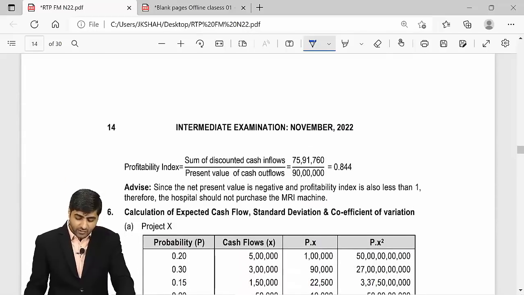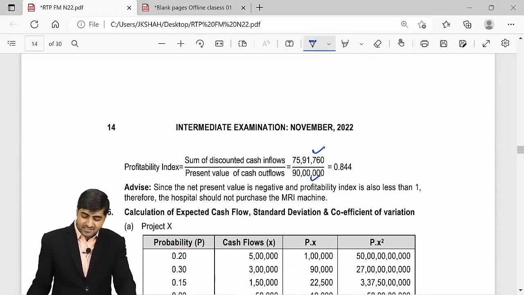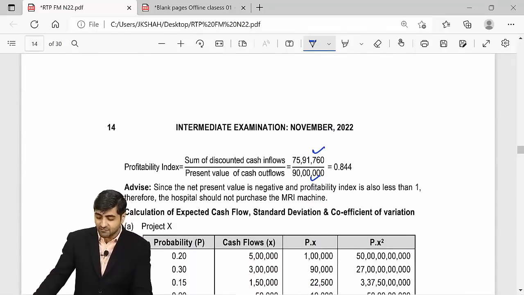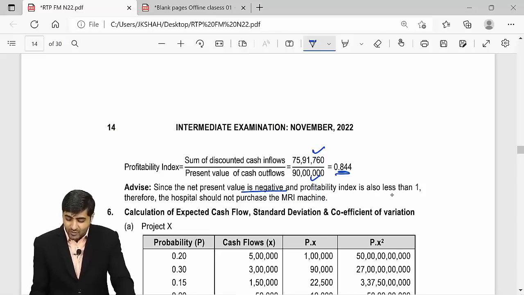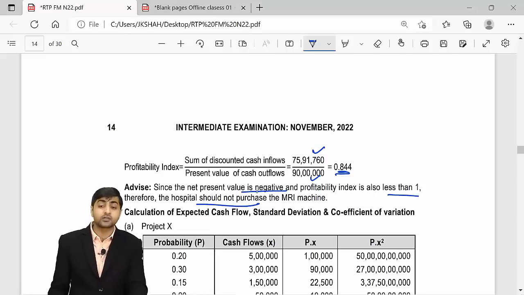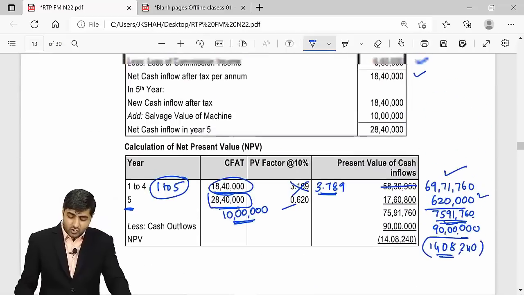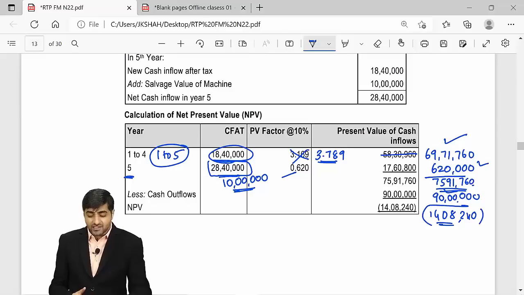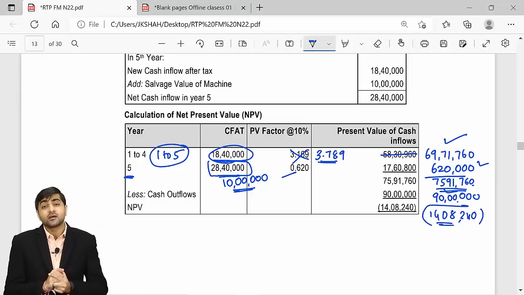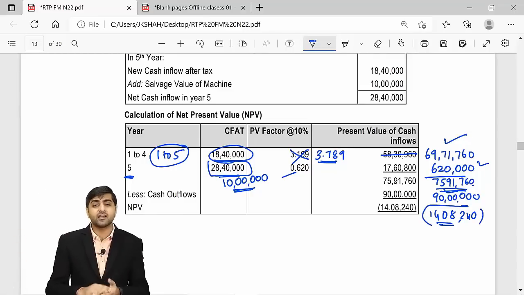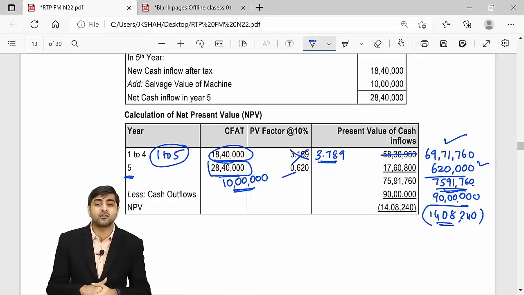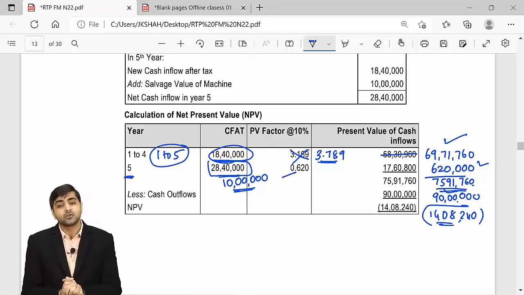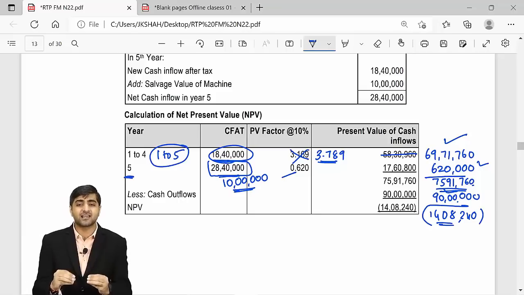And to calculate your profitability index, we will just take 75,91,760, divide that by 90 lakhs. So this will be 0.844. So your NPV is negative and the PI is also less than 1. Therefore, the machine should not be purchased. So you can do it by any one of the two methods. But always remember that whenever you are calculating your cash inflow from project, for every year, if the cash inflow is same, we will take 18,40,000 and multiply that by your present value annuity factor for the period of 5 years, you will be getting 69,71,000, and just take salvage and multiply that by 0.620, you will be getting 6,20,000.